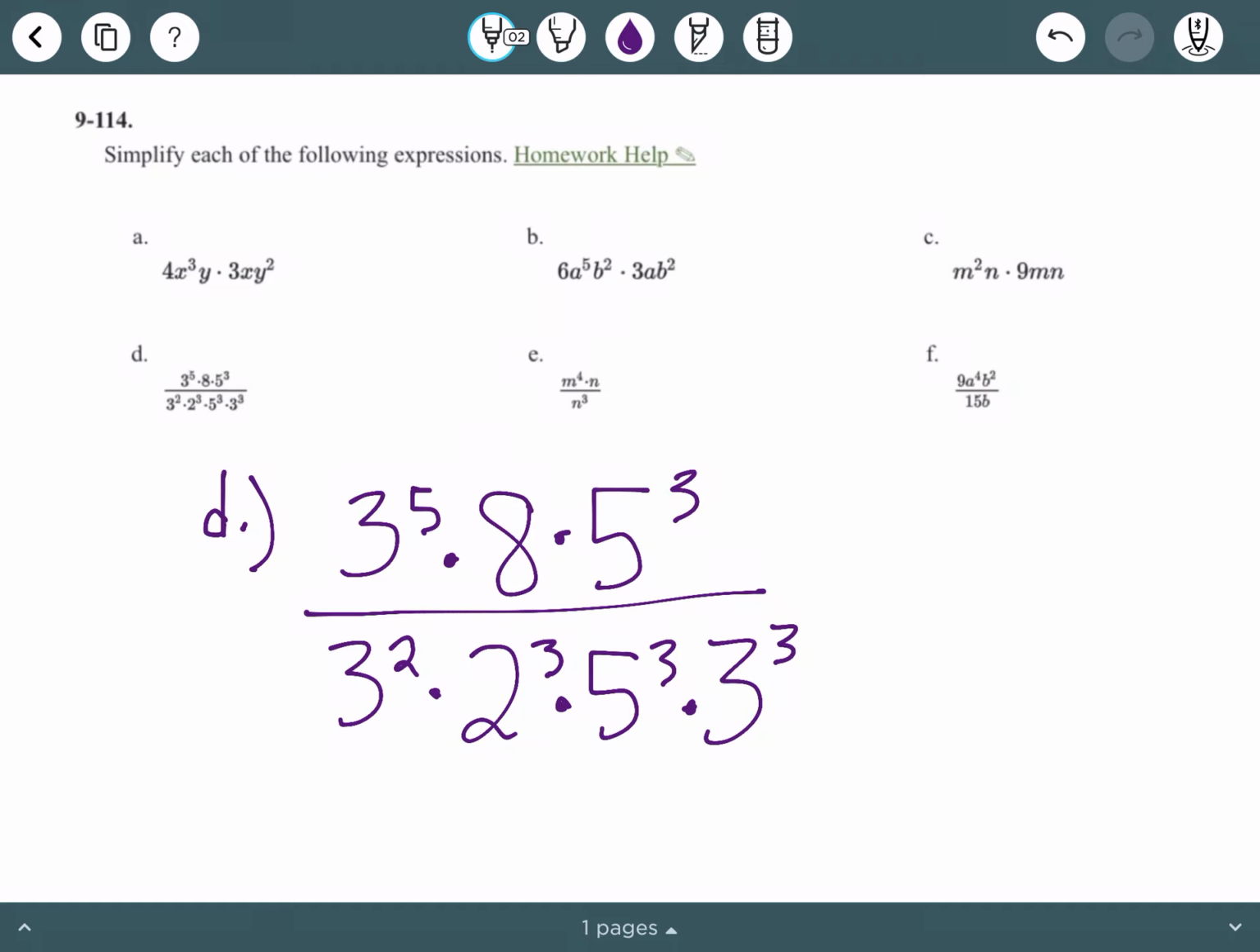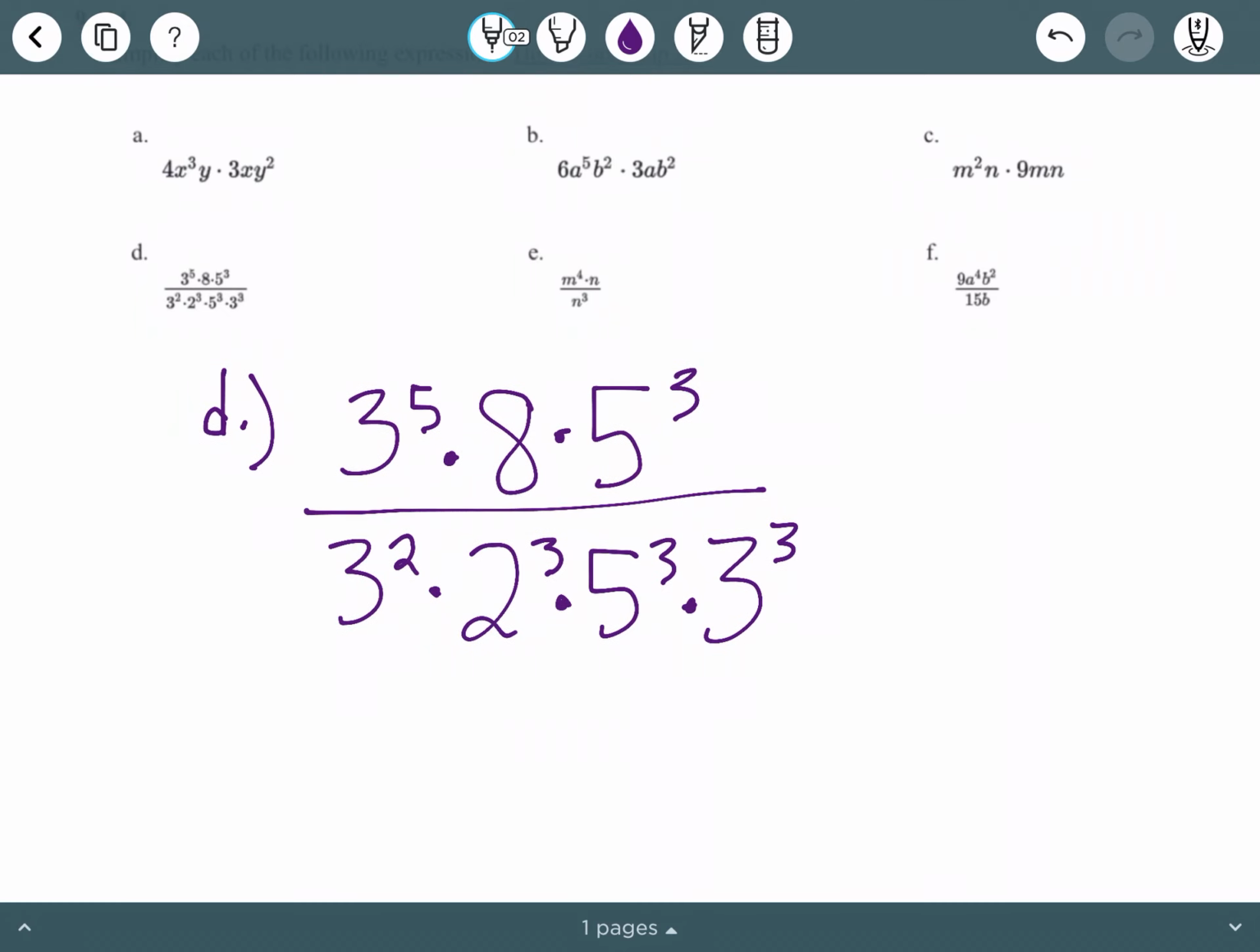All right, in this case, what I would do is I would try to simplify the bottom. So the top, because it has different bases, is pretty much already simplified. So let's work on simplifying the bottom.